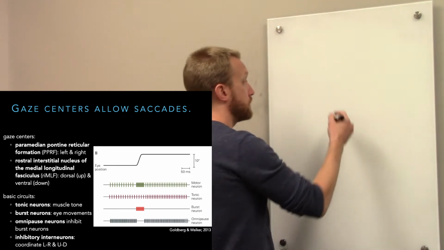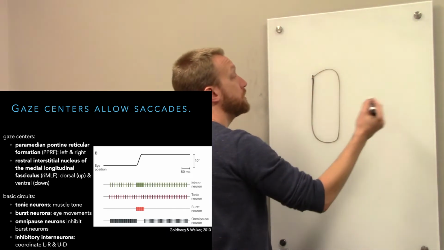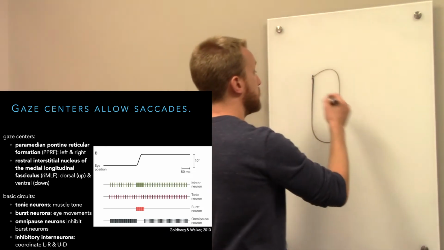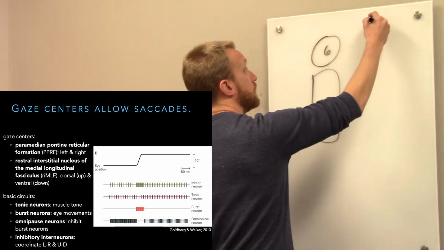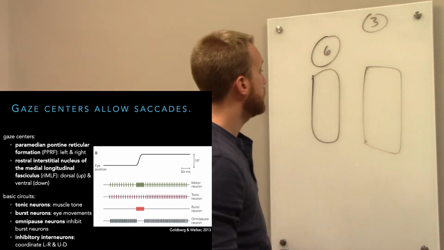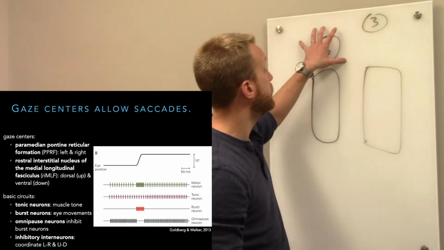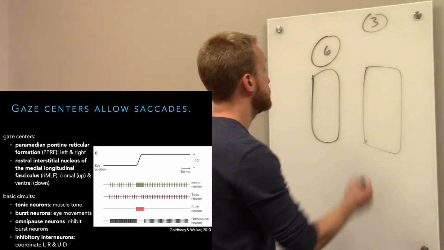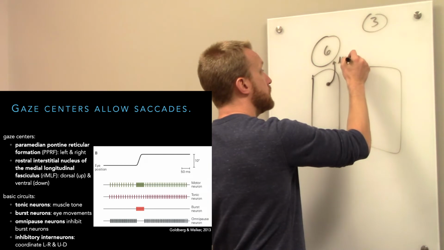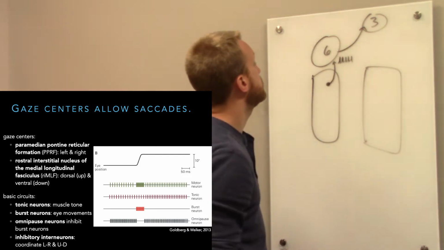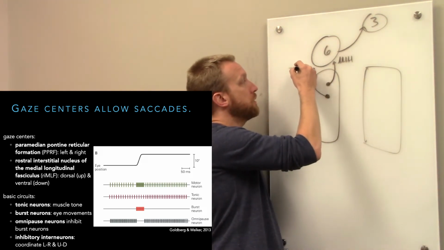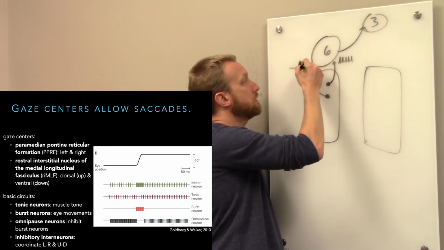So in each gaze center, we're going to innervate the lower motor neurons that control extraocular muscles. So for left gaze, I want my left abducens and my right oculomotor nucleus. The tonic neurons provide relatively constant input. Burst neurons are silent until we want a saccade, then they burst fire, and then they're silent.